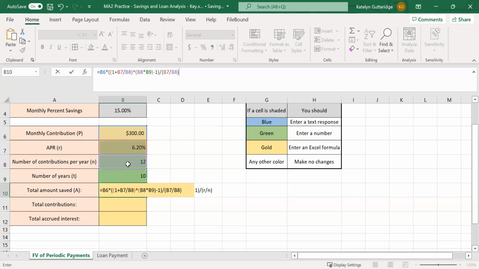sure, are all my cell references correct? So are they all from column B? Are they all from rows 6 through 9? All my parentheses lining up correctly? I'm going to go ahead and hit enter.